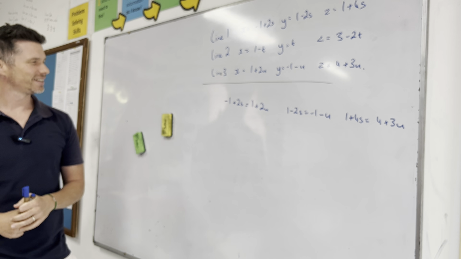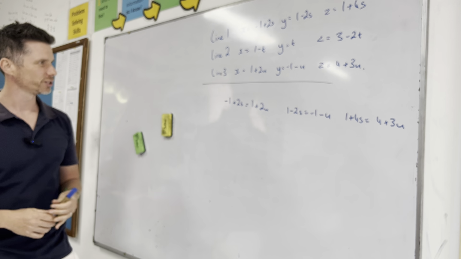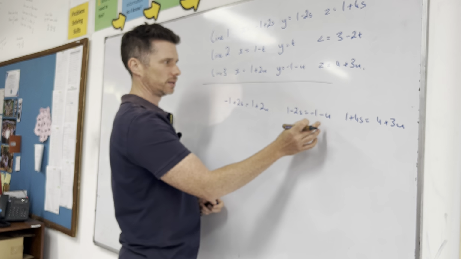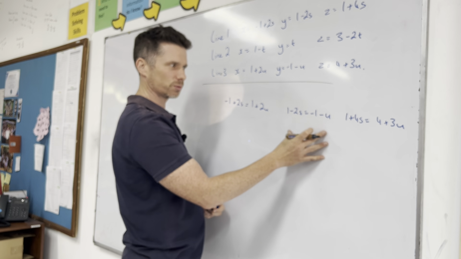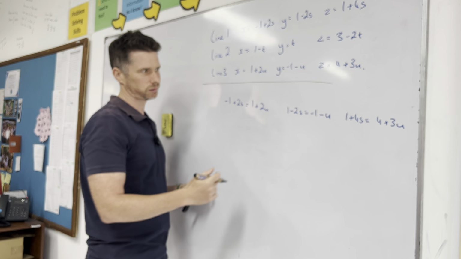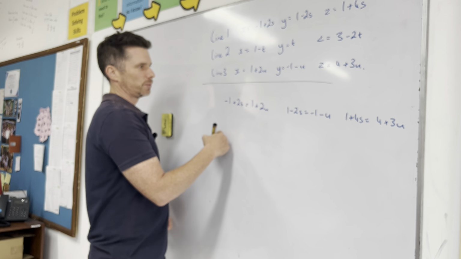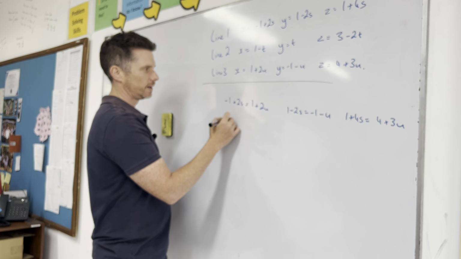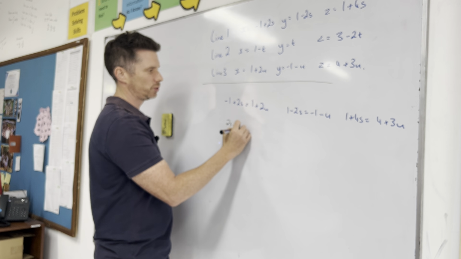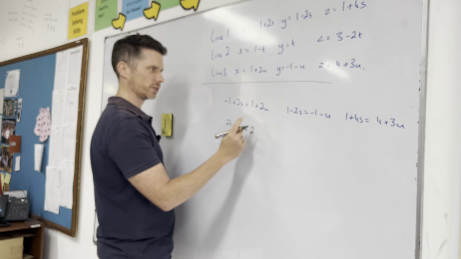Well, maybe you prefer elimination. I think substitution might be easier again if we rearrange this one. I'm gonna stick with elimination. So we get 2s minus 2u is equal to 2 from this one.